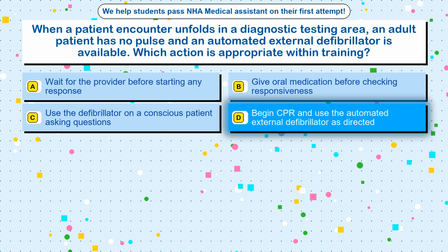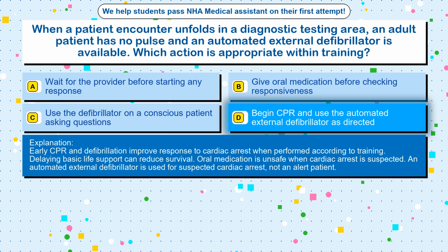The correct answer is option D, begin CPR and use the automated external defibrillator as directed. Early CPR and defibrillation improve response to cardiac arrest when performed according to training. Delaying basic life support can reduce survival. Oral medication is unsafe when cardiac arrest is suspected. An automated external defibrillator is used for suspected cardiac arrest, not an alert patient.